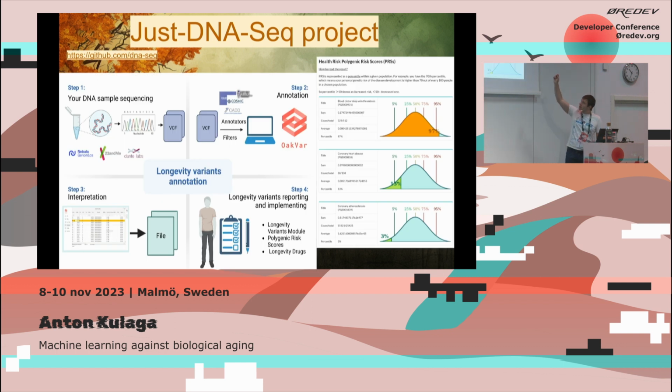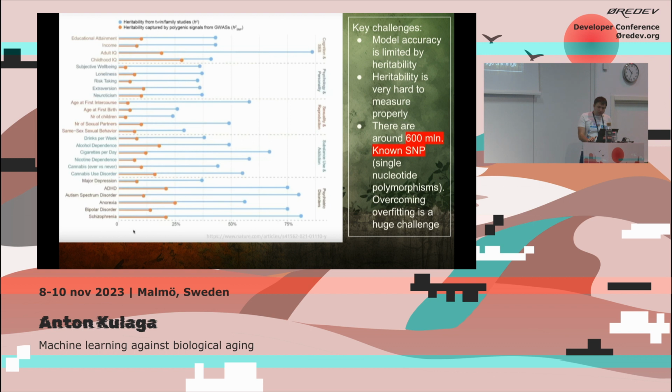So you get a tube, you put your saliva, you send it to any sequencing provider you want, like Nebula or Dante. Then you can get their results, but you can also run our open source library on your laptop and get some reports. The problem here is that there are like 600 million known genetic variants. And here are, for example, some of the traits that show heritability of different things, including IQ.